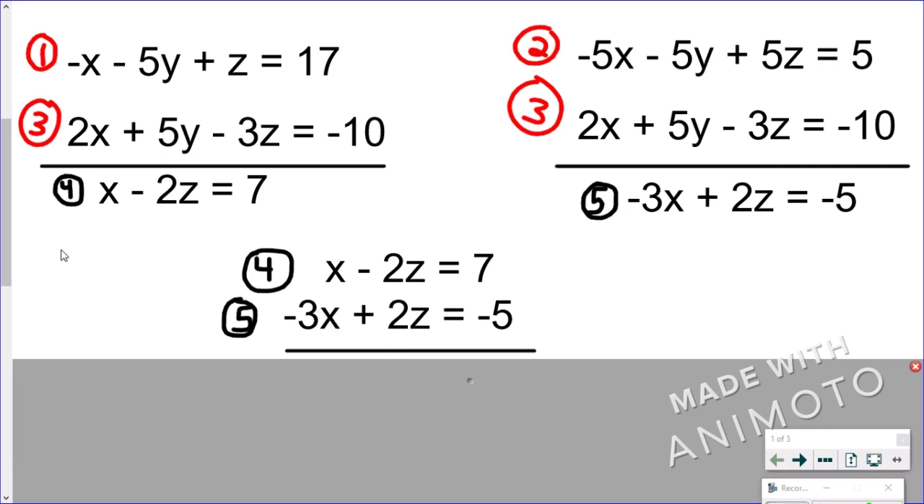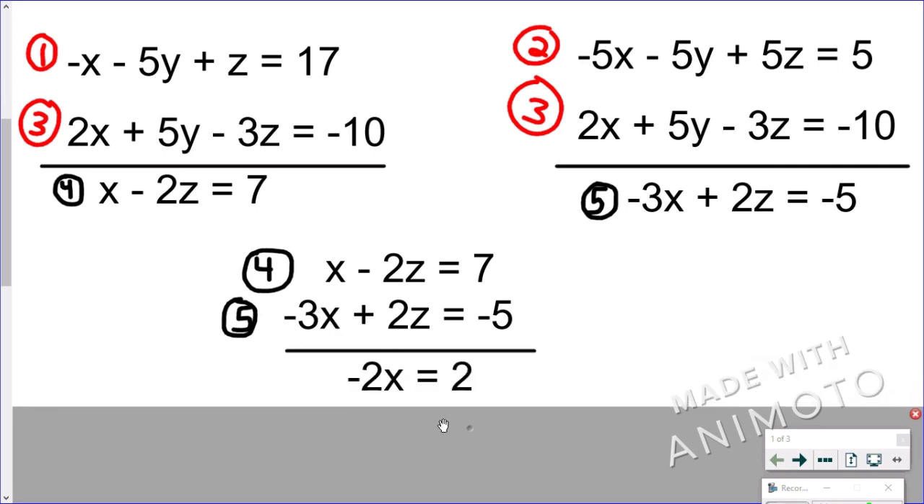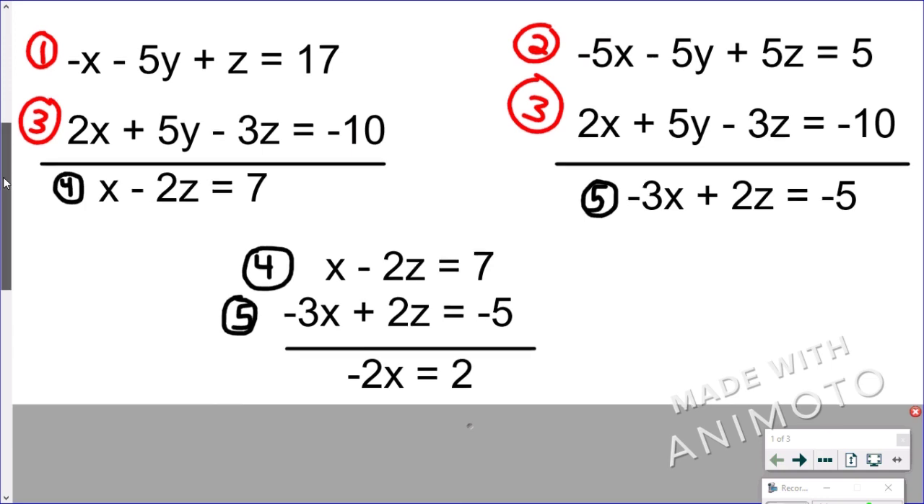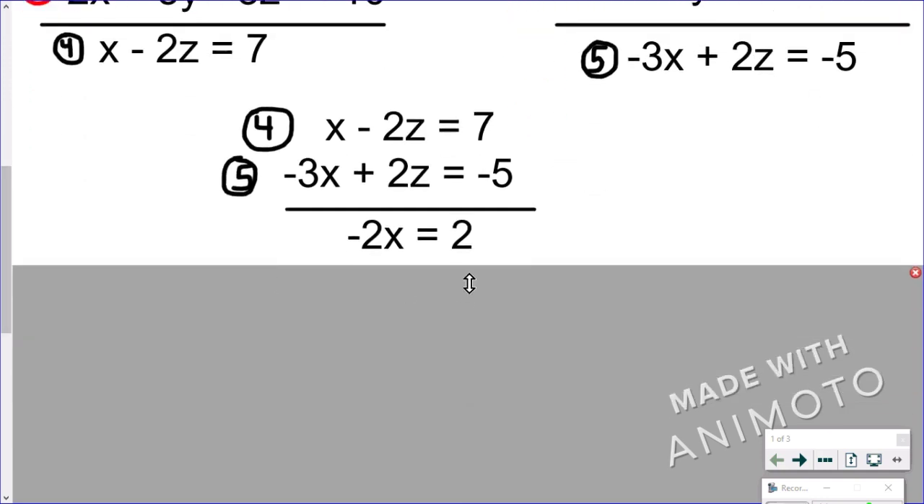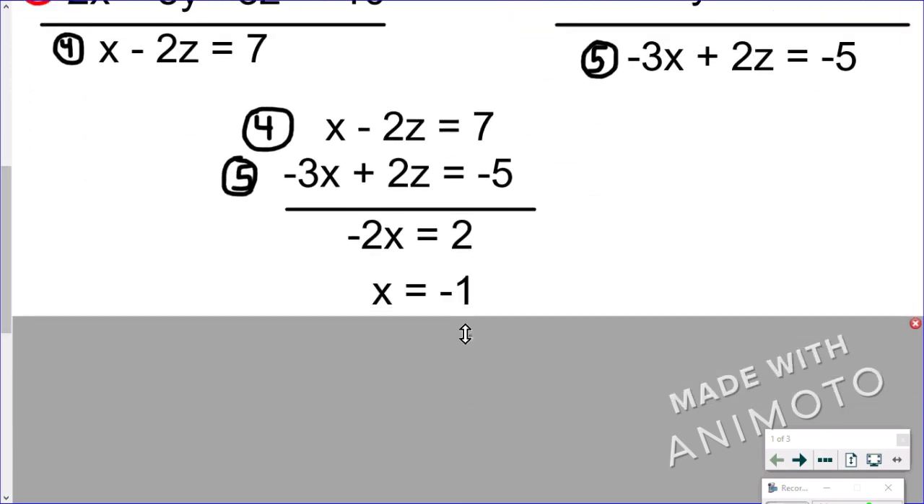So 1x plus negative 3x is negative 2x. Negative 2z plus positive 2z cancels. And then 7 plus negative 5 is 2. So I get negative 2x equals 2. So we solve it and get x equals negative 1.